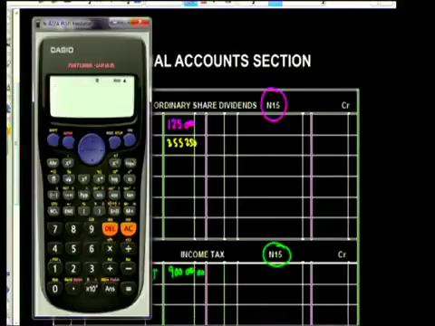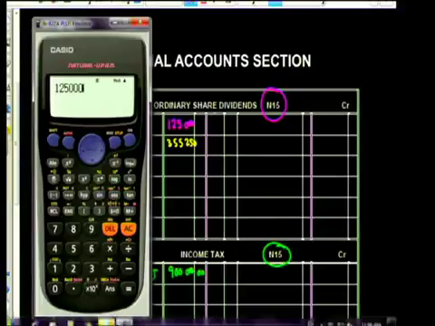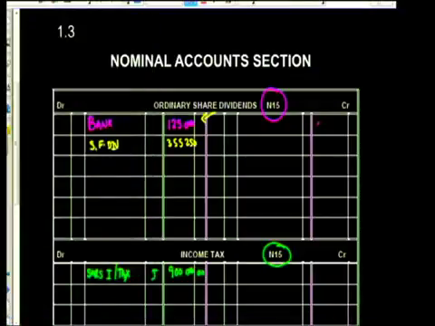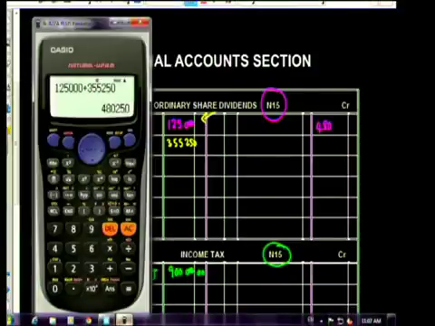So, it's 125,000, which was my interim dividend, recall, plus my 355,250, which was my final dividend, equals 480,250.